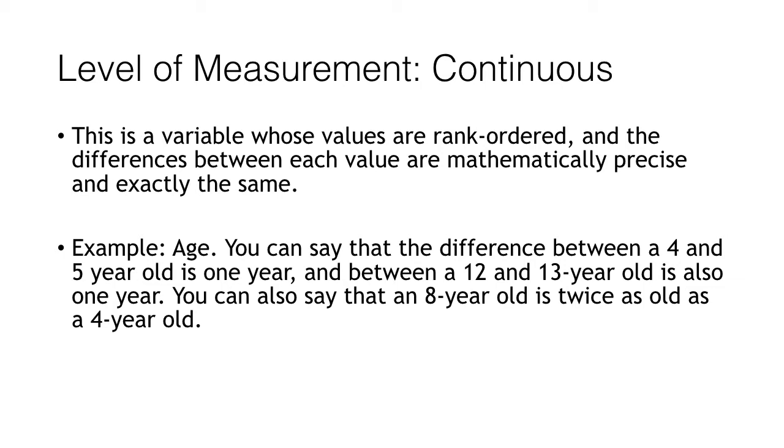So, for instance, a great example would be age. The difference between a 4 and 5 year old is exactly 1 year. And the difference between a 12 and 13-year-old is also a year. And an 8-year-old is twice as old as a 4-year-old. That is a continuous variable. Can you think of other examples?